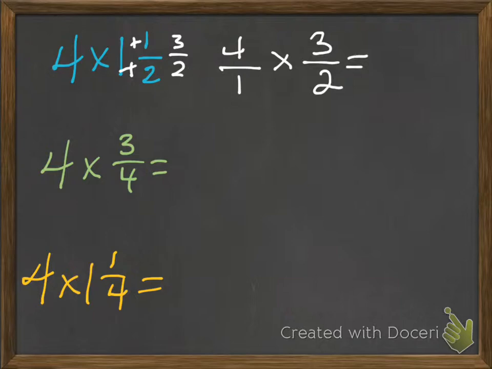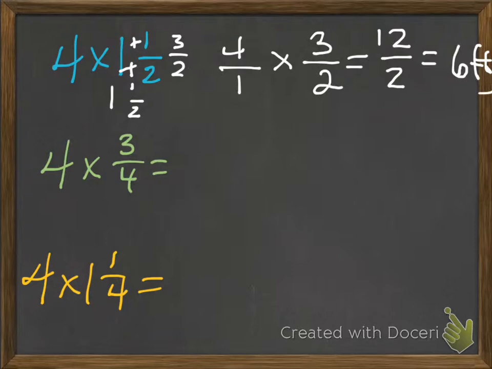Now I'm going to multiply. 4 times 3 is 12, and 1 times 2 is 2, and then I can simplify by dividing 12 by 2, and that equals 6. So now her scarf, instead of being 4 feet long, is 6 feet long. We multiplied times a mixed number, which is greater than 1, and it made the product bigger than the number we started with. We started with 4, and it ended up being 6 feet long.